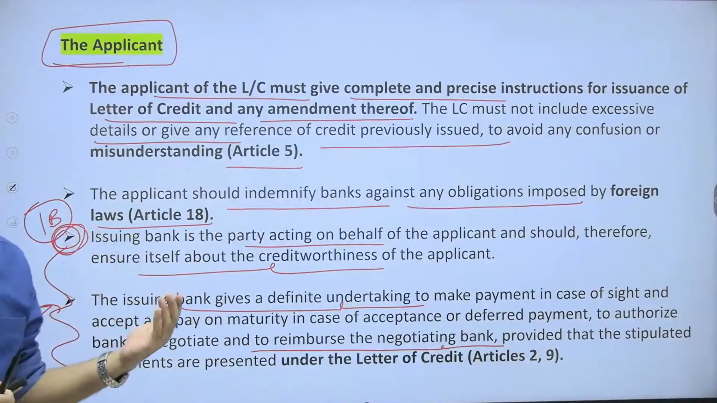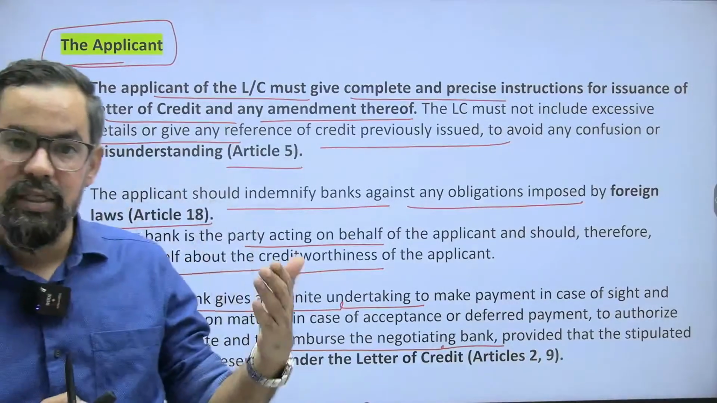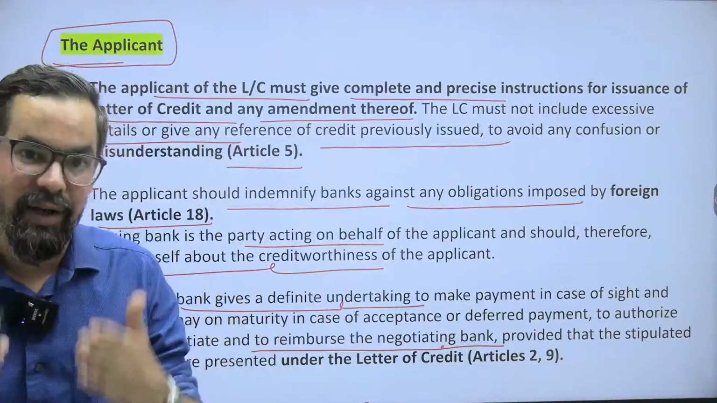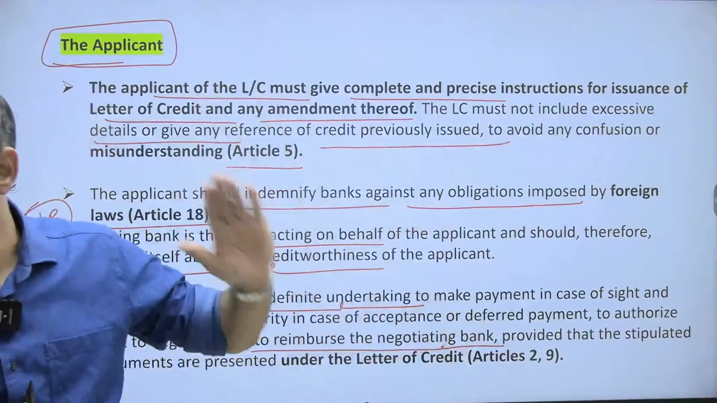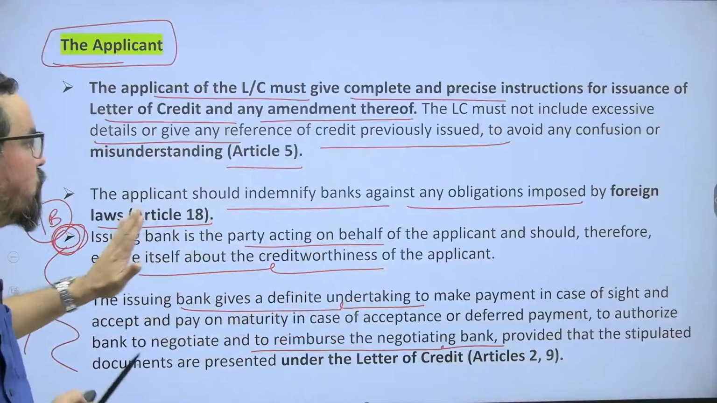And at the time of the shipments, if the bill is a demand bill, they have to make payment at the time of shipment. If it is a usance bill, they have to make the payments in the future itself, right?